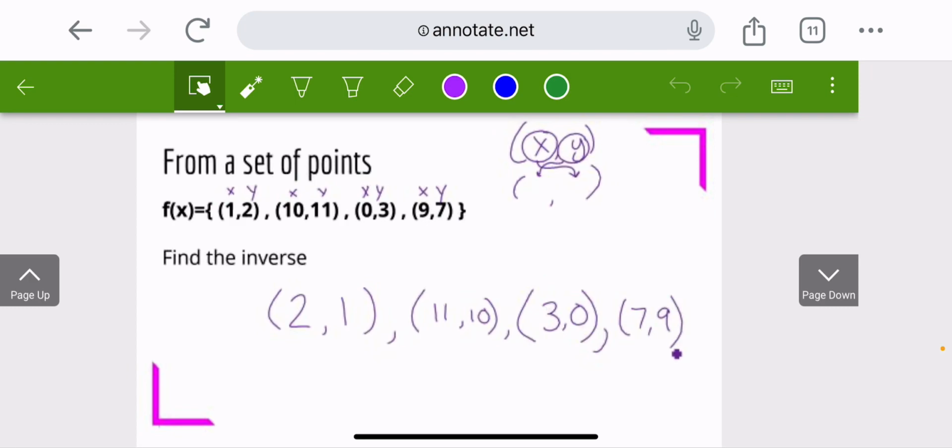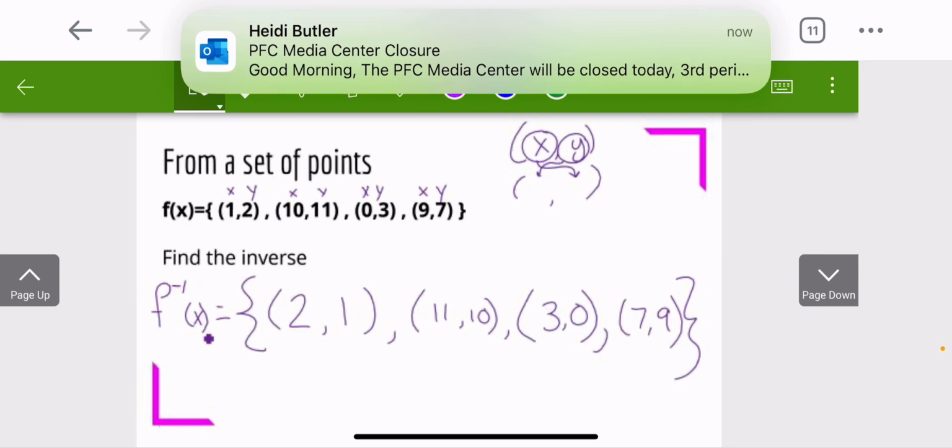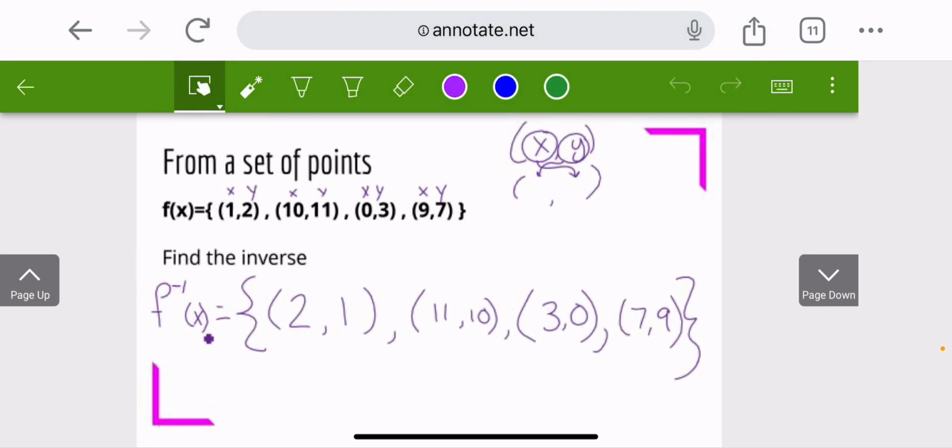So we have this new function. That's a set of points. So I'm going to put my squiggly brackets on them. And then I'm going to name it. It's not f of x, so I'm not just going to call it f of x again, because they're not the same. But they are related. This is the inverse of f. So we're going to say this is f to the minus 1 of x. That's what its notation means. It is the inverse function of f.